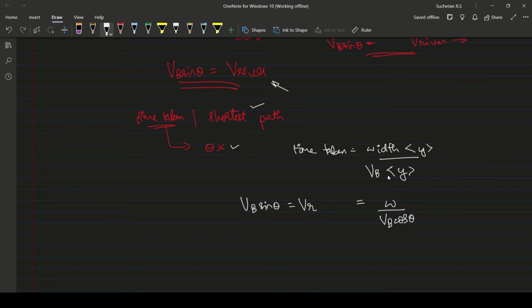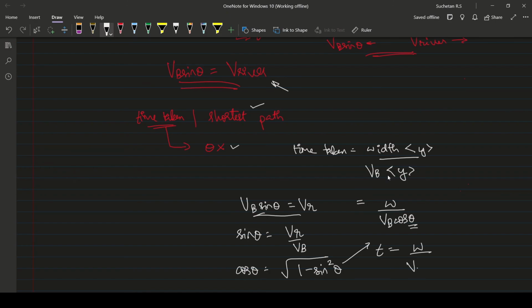This is the time taken, but they are asking without theta. For that we have the expression for sin theta here and we can figure it out. From here sin theta will be equal to VR upon VB, and cos theta is equal to the square root of 1 minus sin squared theta. So if we plug this in, we get time is equal to width upon VB times the square root of 1 minus VR upon VB, the whole squared. So this is the final answer.